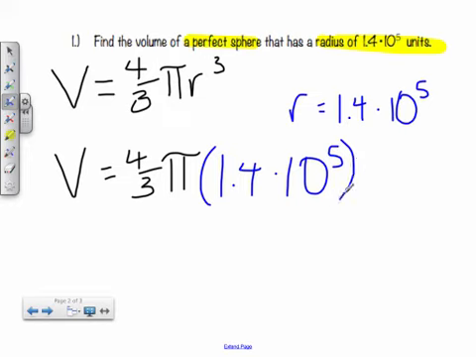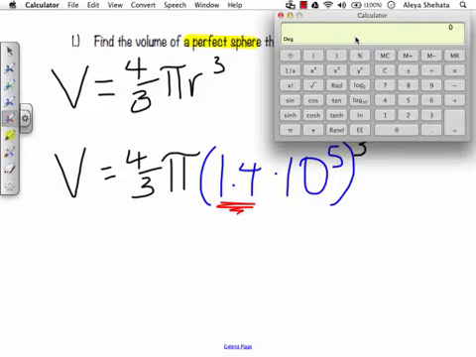And then I have to, according to the problem, cube it. Okay, so now in order to do this, I have to figure out what this number is when I cube it. So I have to figure out what 1.4 times 1.4 times 1.4 is. So that's where you're going to need to use your calculator. So let's figure out what 1.4 times 1.4 times 1.4 is. I end up getting 2.744.